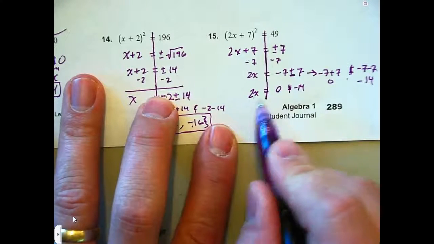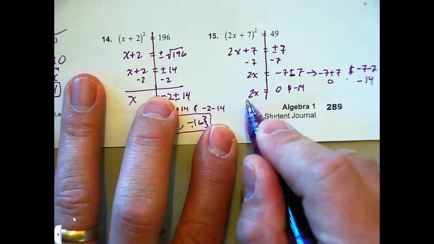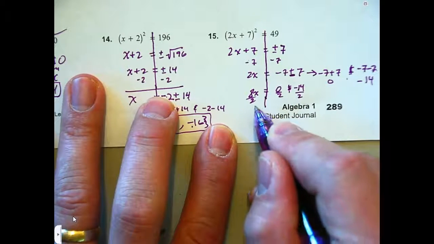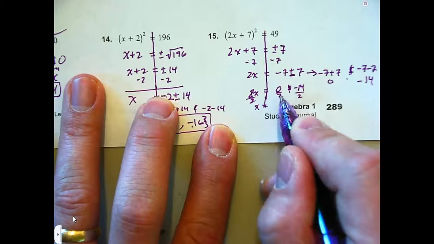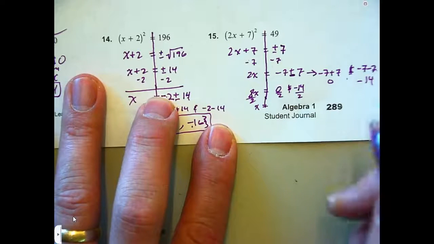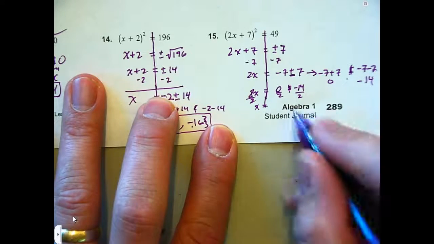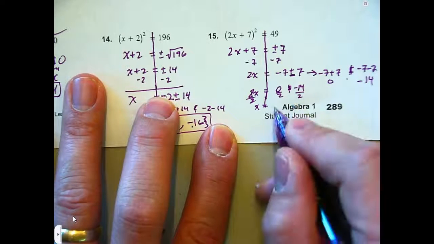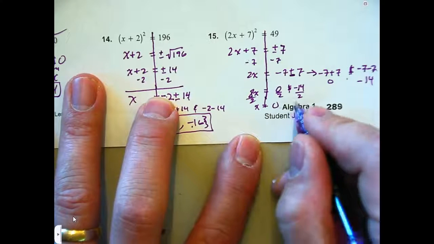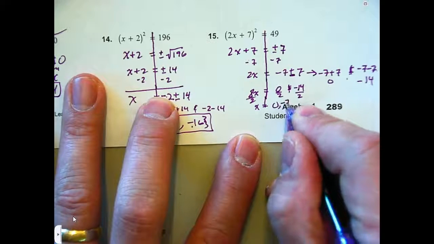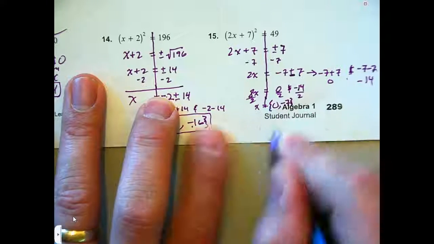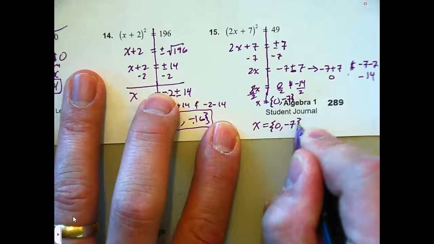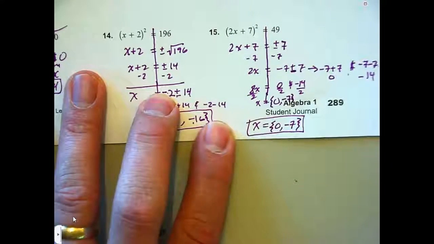Divide by 2. So I have to divide this by 2, which cancels, but I have to divide that and that by 2. So x is? 0 divided by 2 is? If I have a bunch of 0 and I want to share it with two people, how much does each of them get? 0. And negative 14 divided by 2 is? Negative 7. Those are my answers. Kind of squished there, so we'll write them here. 0 and negative 7. Usually we go in numerical order, so negative 7 and 0.